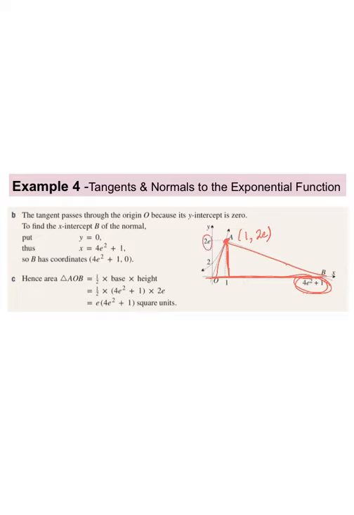So we're simply going to substitute our base as 4e squared plus 1 and multiply it by our height, which is 2e, and halve that. Substituting it into the formula, half the base times the height, we end up with this result here.